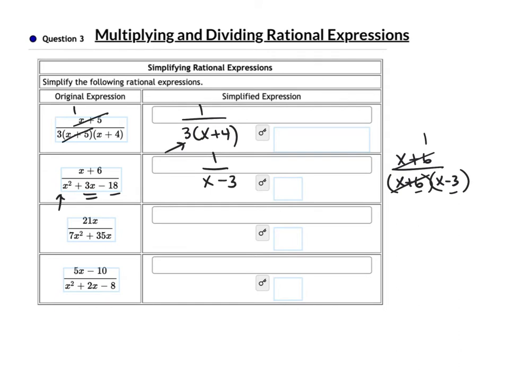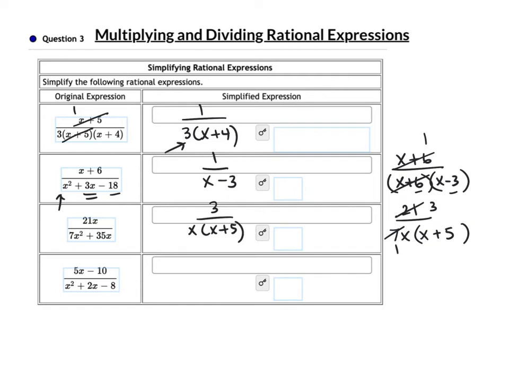The next one, the denominator factors. Looks like I have a 7x GCF. 7x times x is 7x squared, plus 7x times 5 is 35x. And I can cancel the 21 and the 7 because they're both divisible by 7. I get 3 and 1. Don't remultiply. Leave it like that. This would be 3 over x times x plus 5.